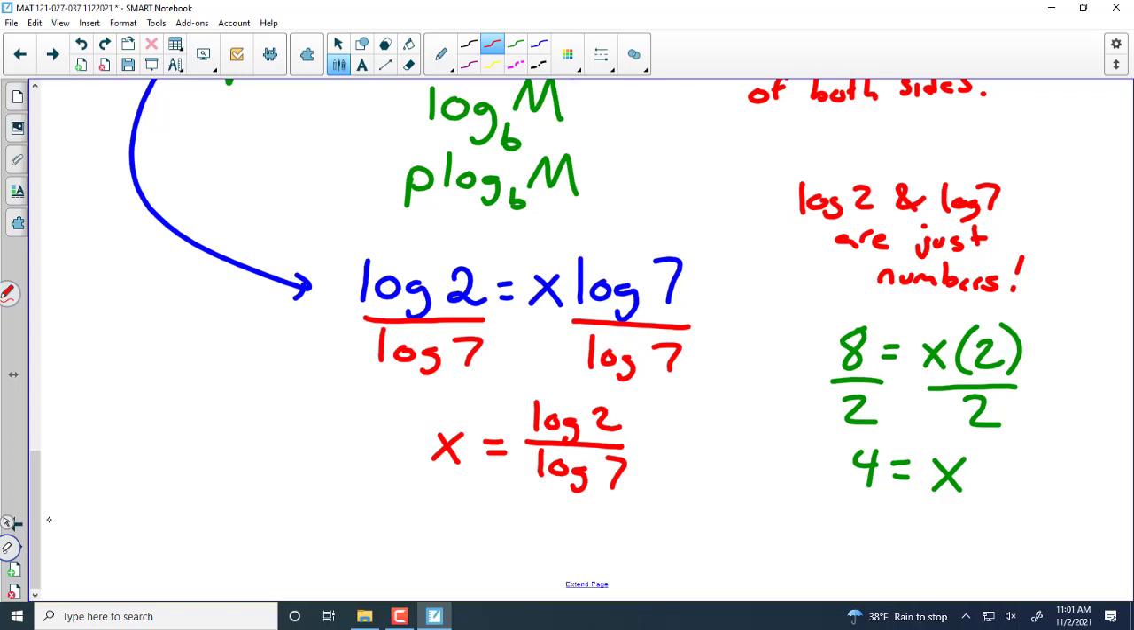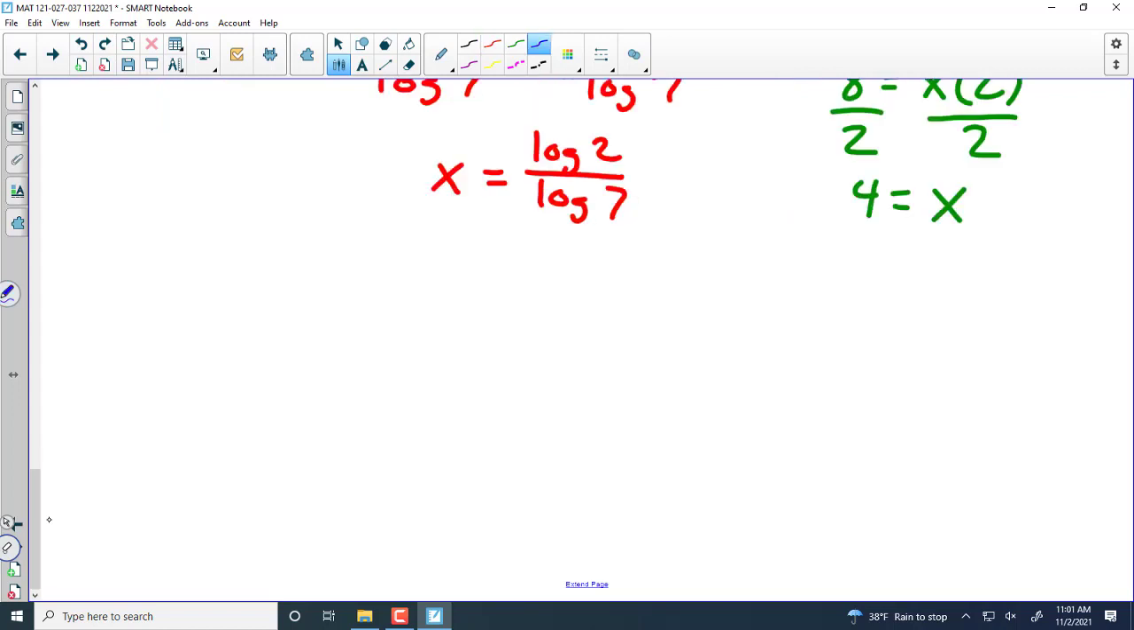And then in your calculator, you punch in log 2 divided by log 7. We'll go 4 decimal places on this one. Zero point 3562. That's it, everyone. Of course, the first example takes the longest.